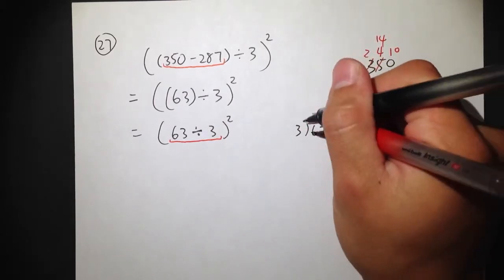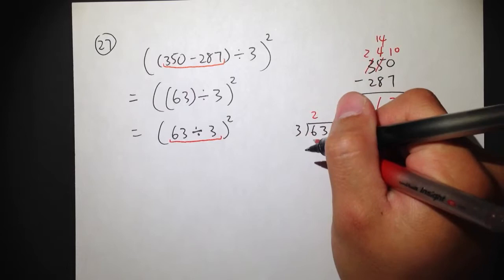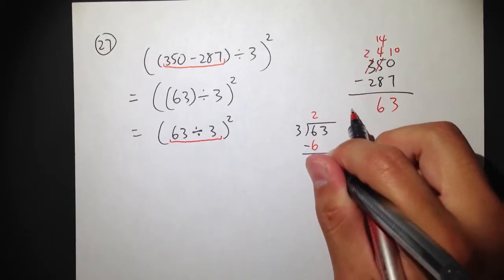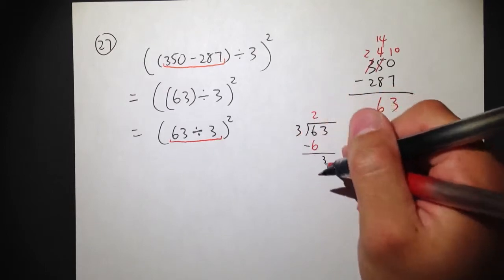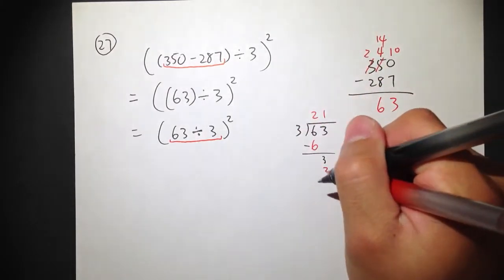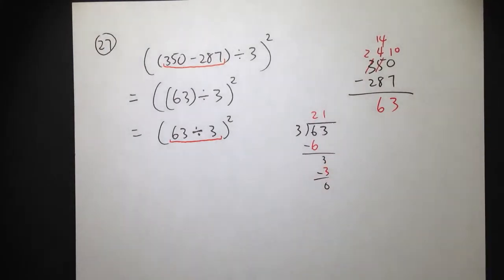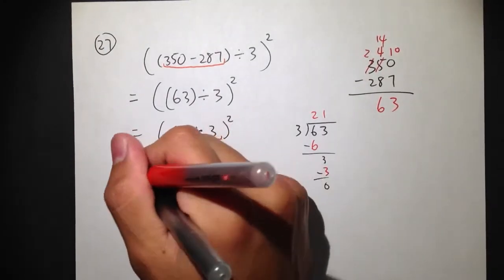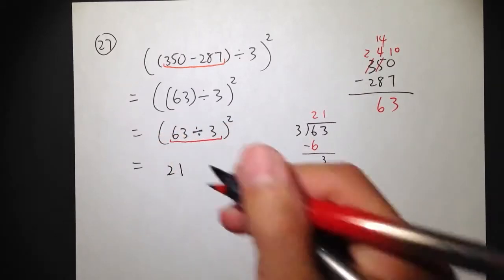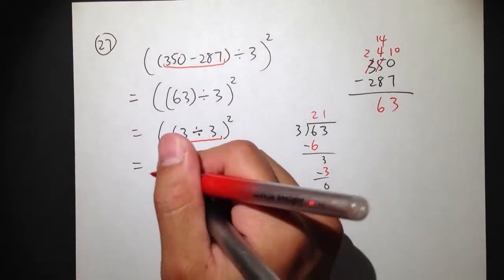3 goes into 6 twice. 2 times 3 is 6. And then we subtract. Becomes 0. And then bring down the 3 right here. 3 goes into 3 once. 1 times 3 is equal to 3. Subtract, get 0. Okay? So then we get 21, and that's the result of the inside.